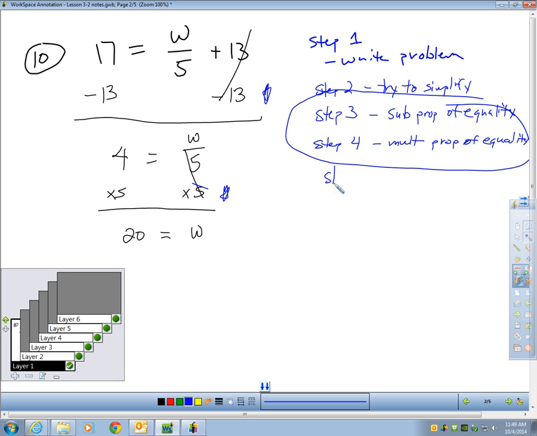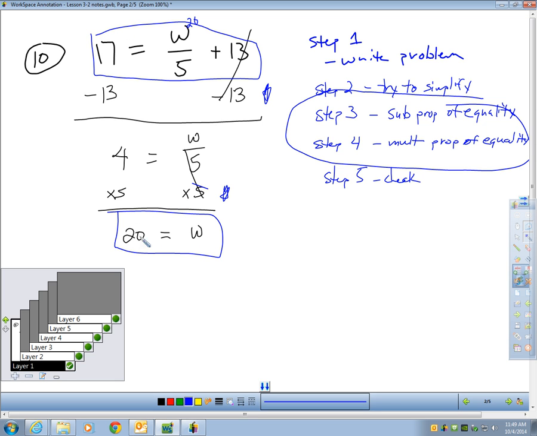When I'm done with that, remember step 5, we should always double check, is my answer right? So I'll plug 20 up here. 20 divided by 5 is 4, and 4 plus 13 is 17. So this equation is equivalent to that, because if I put 20 in here, 20 does equal 20. And this equation should be equivalent also. 20 divided by 5 does give me 4. So since my work's right, all my equations are equivalent.